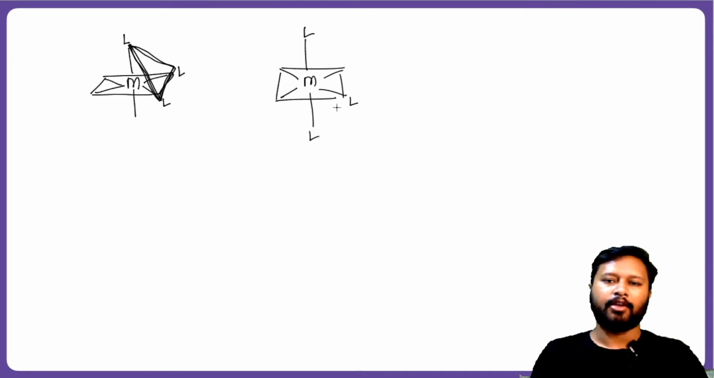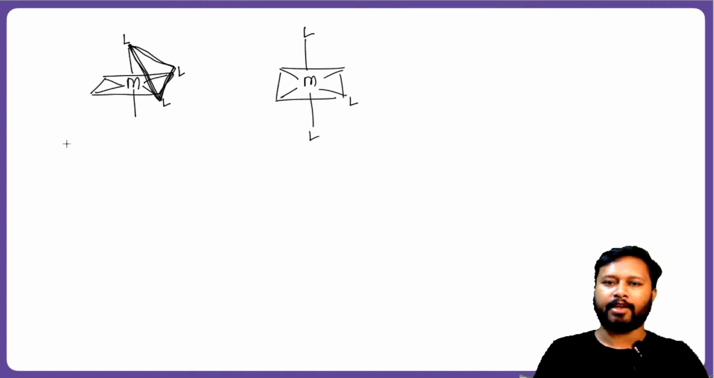So they are not on the same face. That's what you have to see. If at least two groups are trans to each other, they will be meridional, they cannot be facial. In order to become facial, they all have to be mutually perpendicular to each other, or they have to stay on the same face. If you are not able to imagine the molecule in facial form, you just have to understand that all of them have to be cis to each other in order to become facial, and in order to become meridional, at least two of them have to be trans to each other.